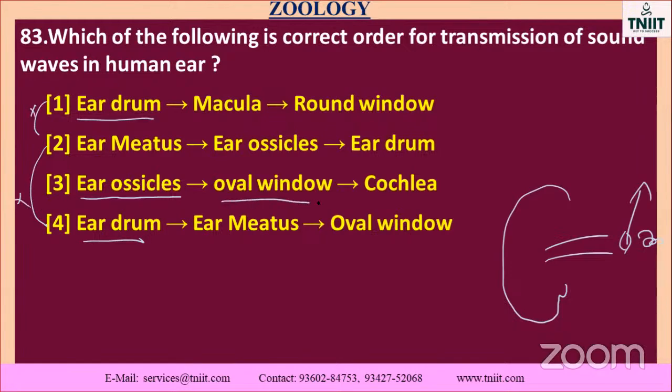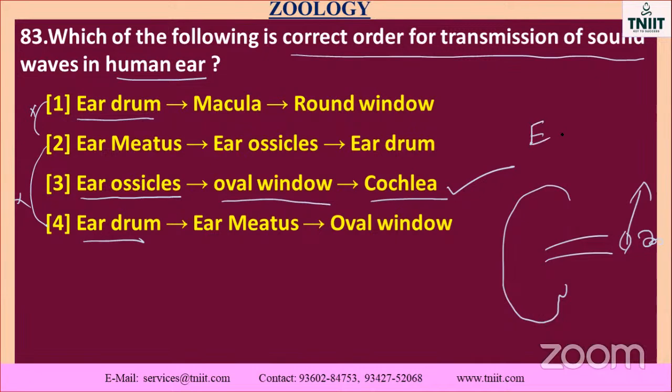And then oval window, and the third one is called cochlea. So this is the correct option. The correct order of the transmission of sound waves in the human ear is ear ossicle, oval window, and cochlea. So you have to mark it: ear ossicle, oval window, cochlea, EOC. Okay, so don't forget this one.